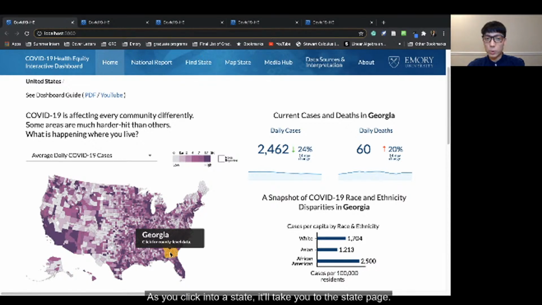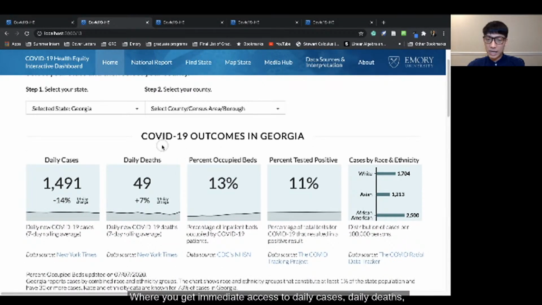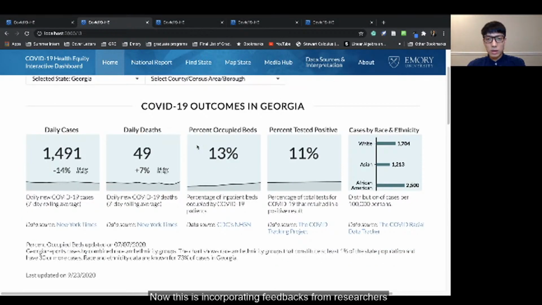And as you click into a state, it'll take you to the state page, where you get immediate access to daily cases, daily deaths, percent occupied beds, percent tested positive, and again, distribution of cases per 100,000 by race and ethnicity. Now, this is incorporating feedback from researchers, epidemiologists, and clinicians in order to ensure that the most relevant and important metrics are presented for decision makers to look at.